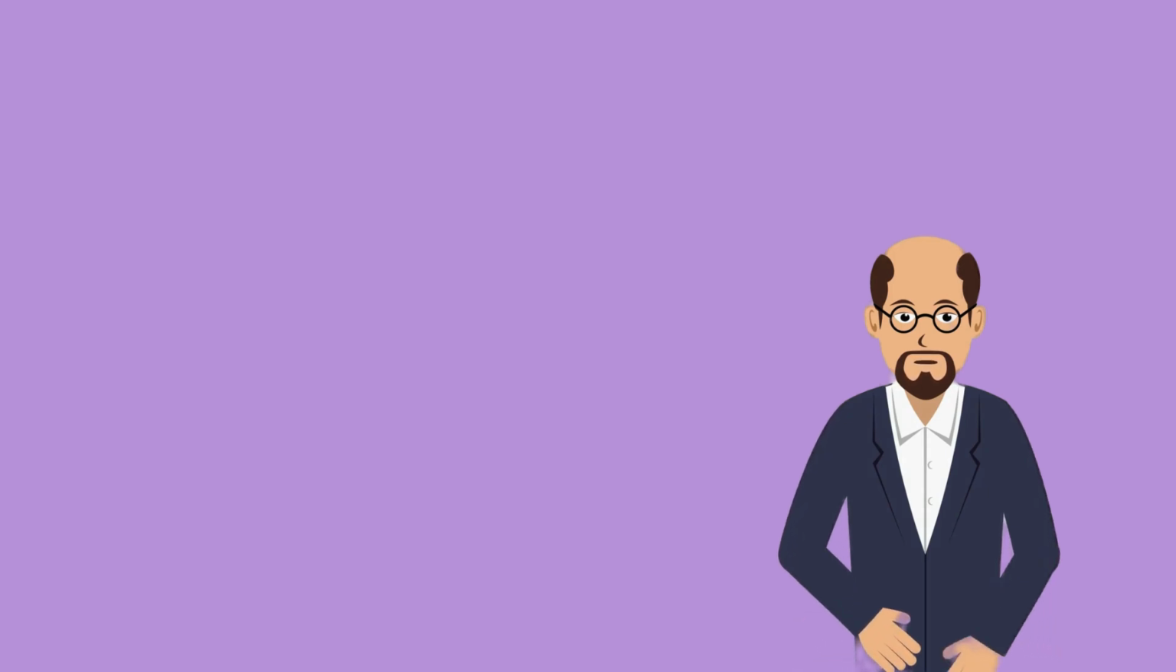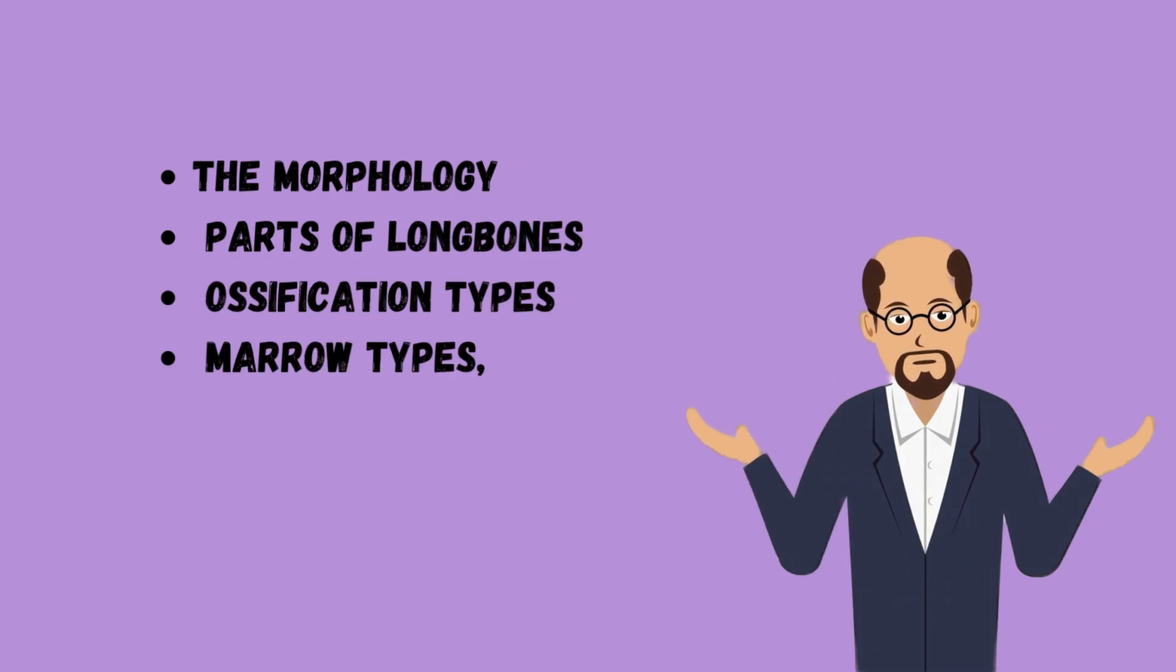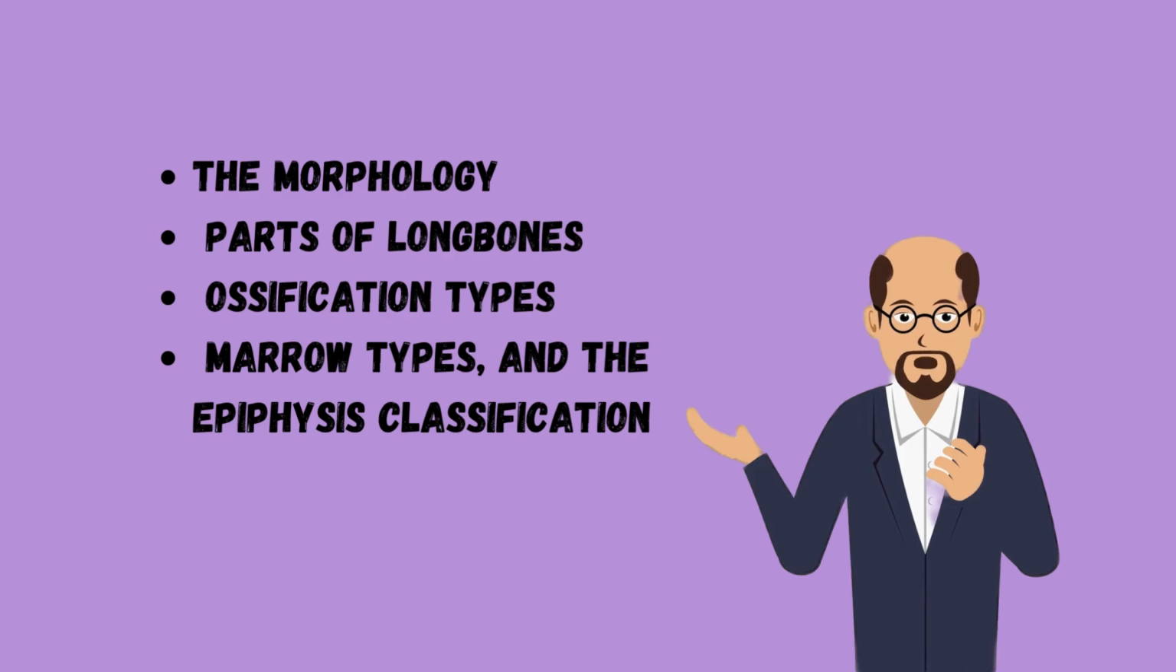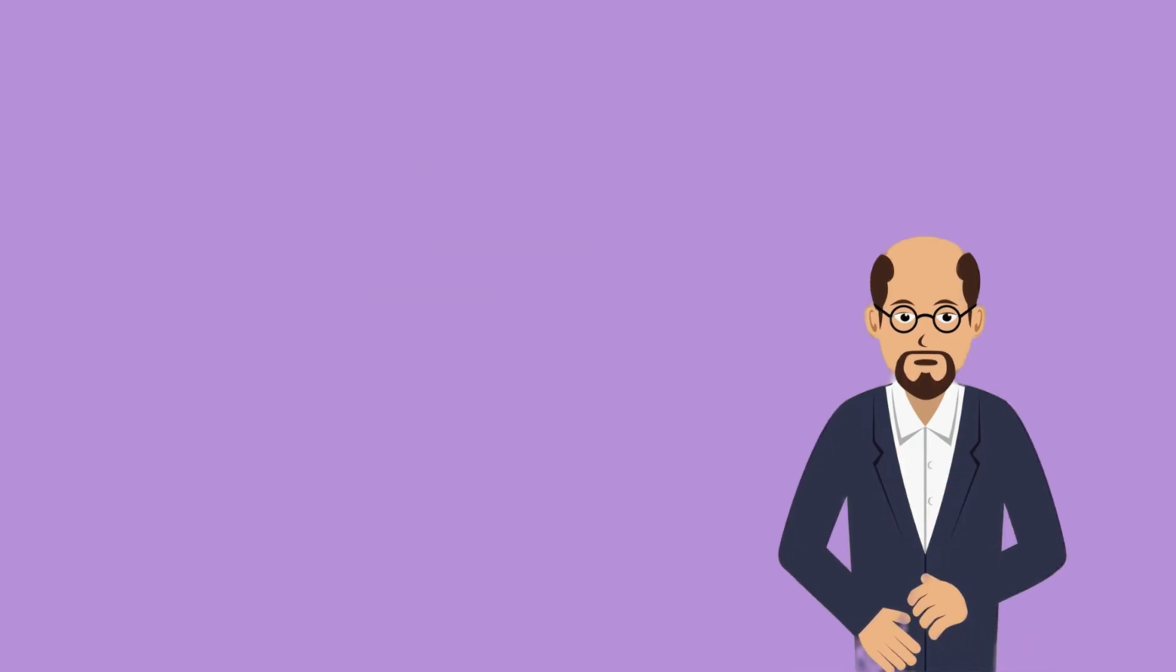So friends, today we learned the morphology, parts of long bones, ossification types, marrow types, and the epiphysis classification. Each of these plays a crucial role in the anatomy and function of our bones.